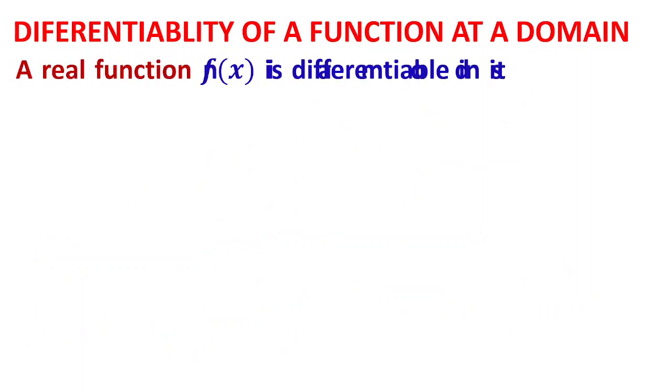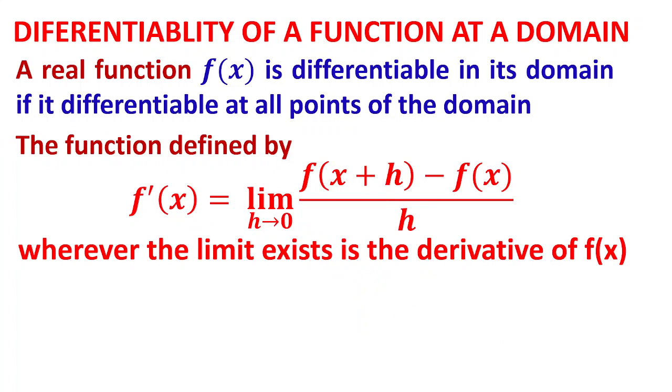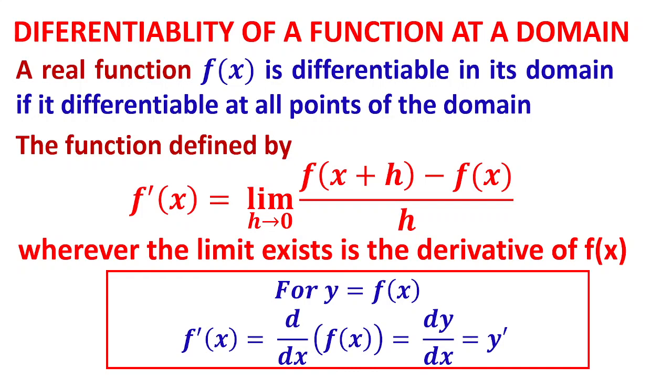Well, as usual, as in continuity where we already defined it, a function is differentiable in its domain if it is differentiable at all the points, and this limit should exist. Therefore the derived function is defined by f dash of x is equal to limit h goes to 0, f of x plus h minus f of x upon h. This limit you have already seen in class 11, whenever you want to evaluate the derivative of a function using first principle or using limits. Well, for y is equal to f of x, f dash of x is d by dx of f of x. It is denoted by dy by dx or y dash. We will be seeing it in the coming chapters.